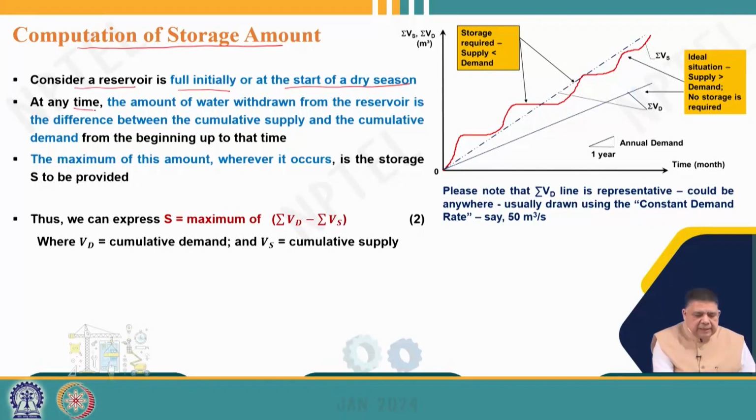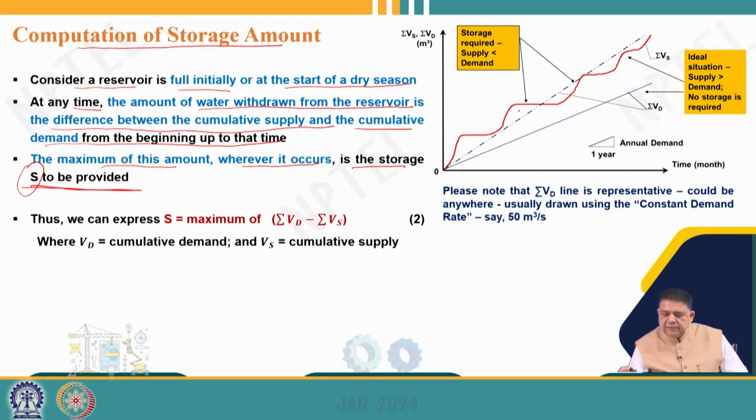At any time, the amount of water withdrawn from the reservoir is the difference between the cumulative supply and cumulative demand from the beginning up to that time. The maximum of this amount, wherever it occurs, is the storage S to be provided, that is the storage capacity we are interested in. Now, here we see that the red line is the supply line, that is, this red line represents the supply volume, and then obviously we will also have a demand volume. How much demand is there, which has to be met from this reservoir.